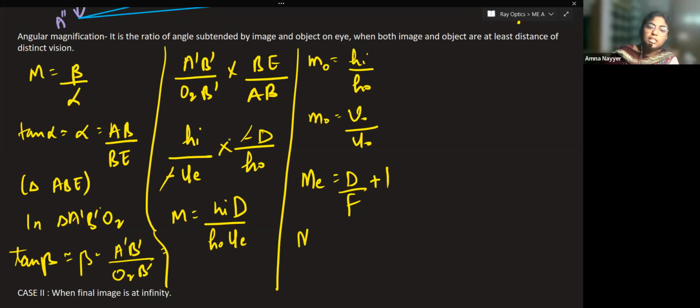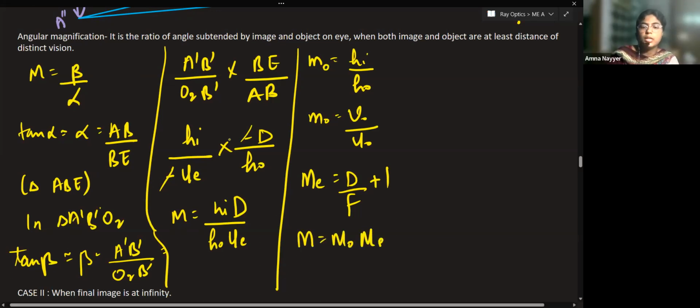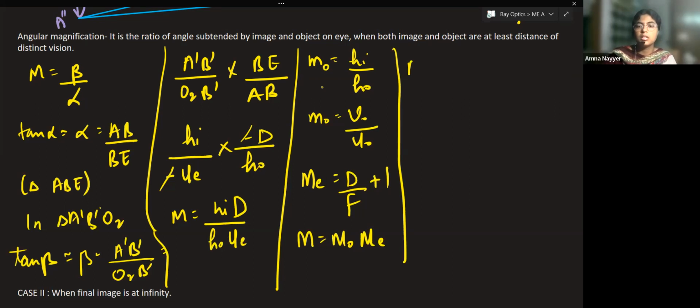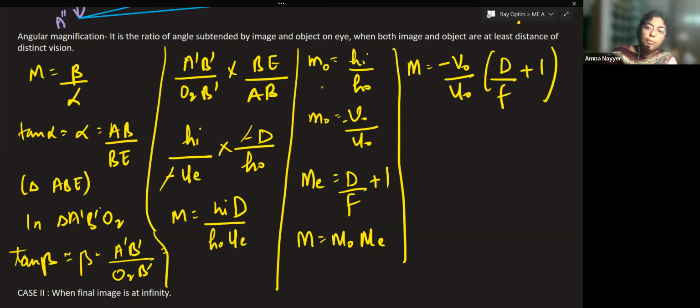Now the magnification is ME times MO. This is the combined magnification of both of these, which you have studied. So the magnification is what? A minus sign will come here, because the height of image is negative now. So minus V naught by U naught is there, and instead of ME, you will have D by F plus 1. Now one approximation is there which you have to remember.